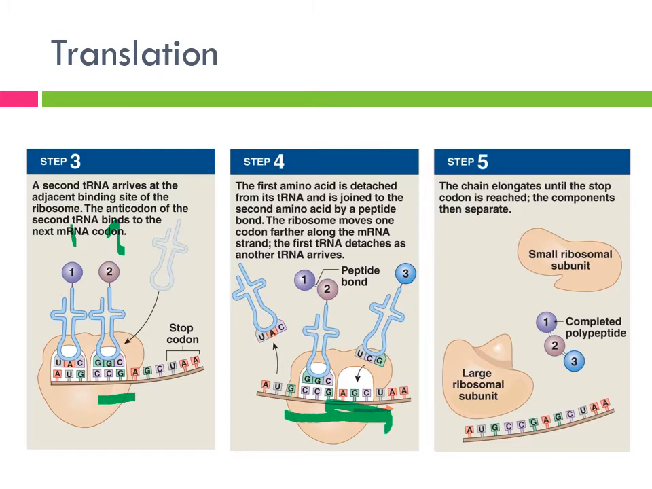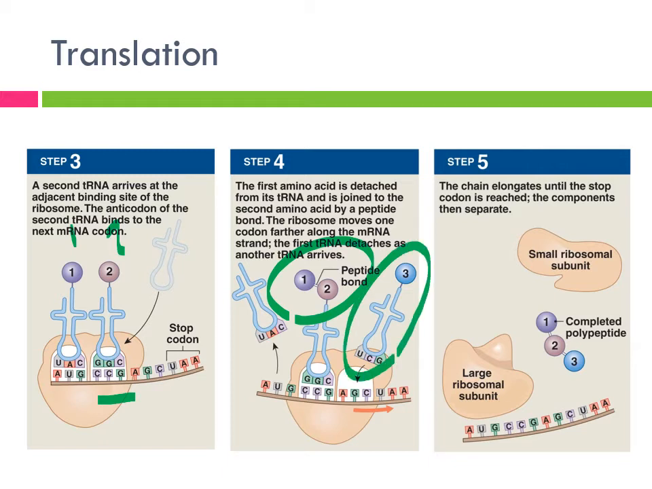Then our ribosomal subunit or ribosome now is going to move down the mRNA strand, and the first tRNA is going to get released, but it's going to leave behind its amino acid bound to the second amino acid through a peptide bond. A peptide bond is a bond between two proteins. So now we have two amino acids that are strung together or connected together here, and this transfer RNA is still connected to the ribosome.